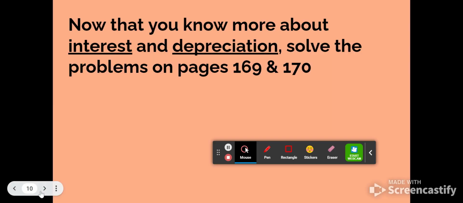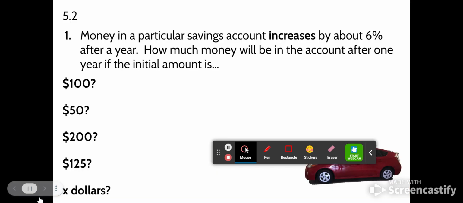All right. So we are going to solve the problems on page 169 and 170. I would like you to try to solve these on your own and then watch the video. So my hope right now is that you pause the video, solve them, and then come back and watch, or do one at a time. It doesn't matter to me, but I would really like you to do that first.